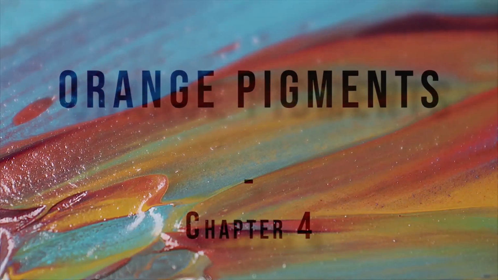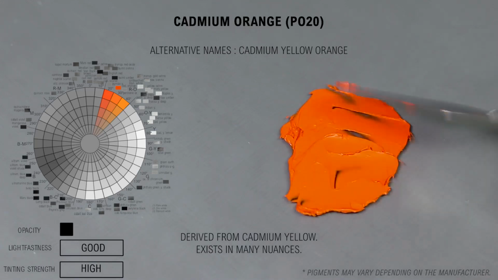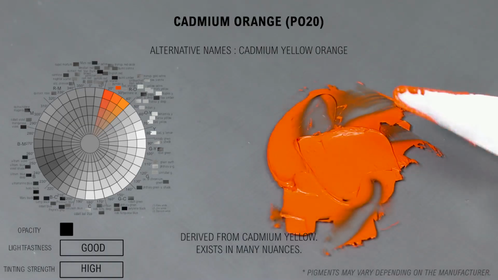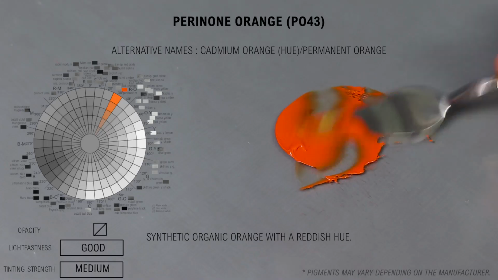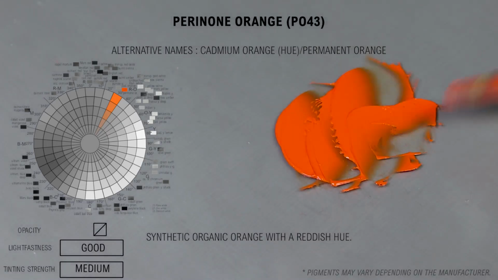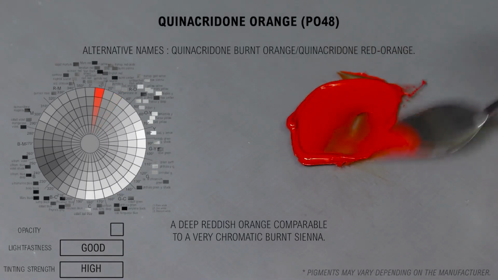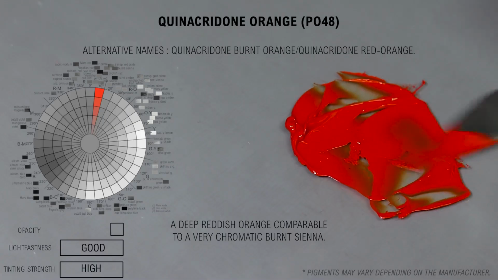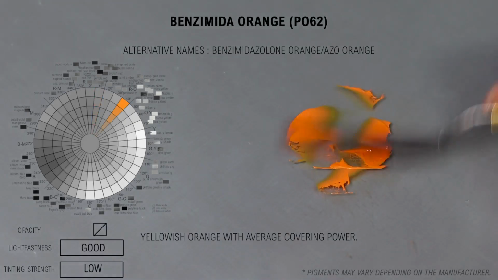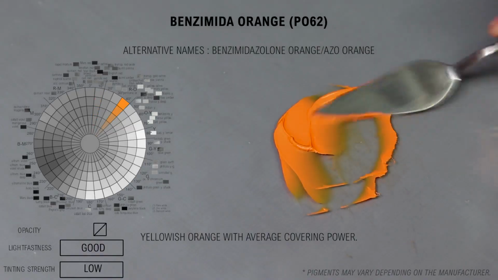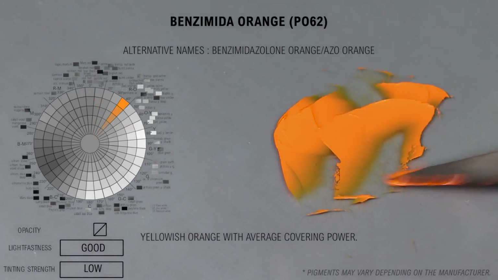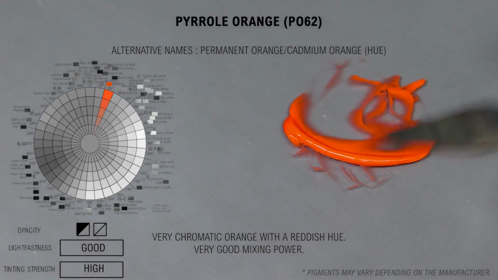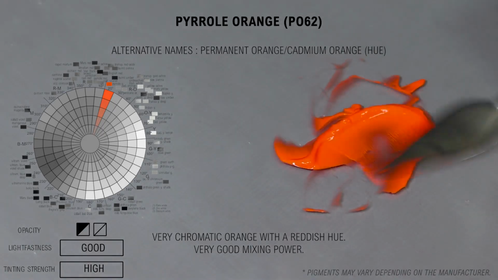Cadmium orange is derived from cadmium yellow. It exists in many nuances, from the most yellow to the most reddish. Perinone orange is a synthetic organic orange with a reddish hue. Quinacridone orange is a deep reddish orange comparable to a very chromatic burnt sienna. Benzimida orange is a yellowish orange with average covering power. Pyrrole orange is a very chromatic orange with a reddish hue. It's a very strong pigment in mixtures.